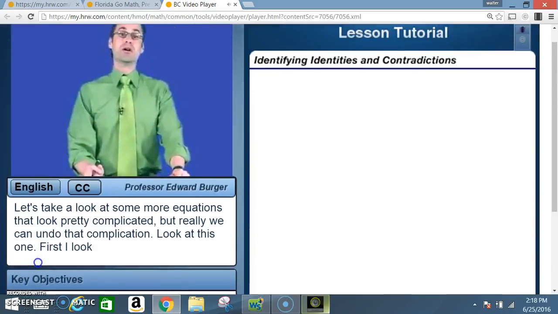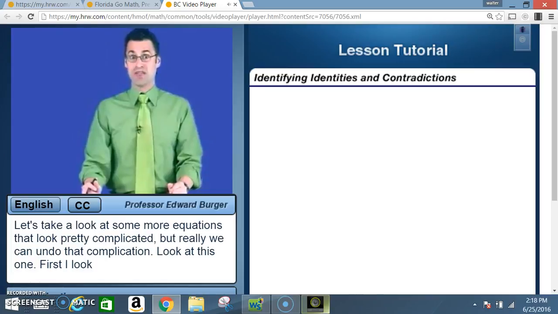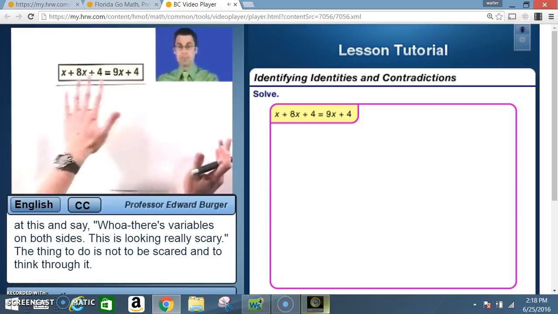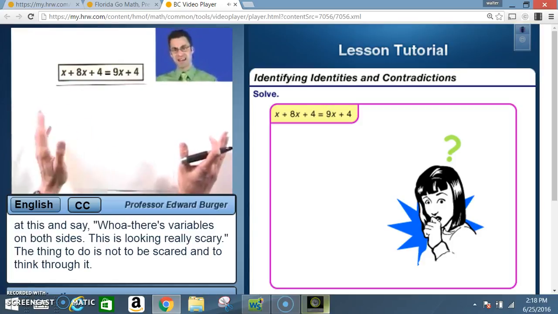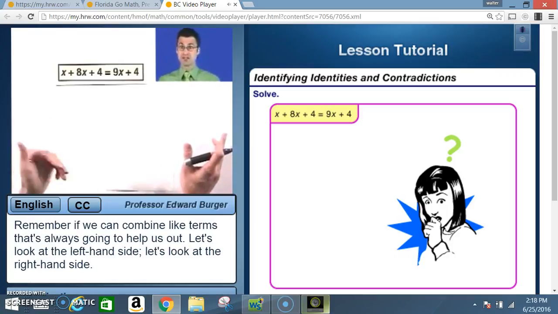All right, let's take a look at some more equations that look pretty complicated, but really we can undo that complication. Look at this one. First of all, I look at this and say, whoa, there's variables on both sides. This is looking really scary. The thing to do is not to be scared, just to think through it. And remember, if we can combine like terms, that's always going to help us out.